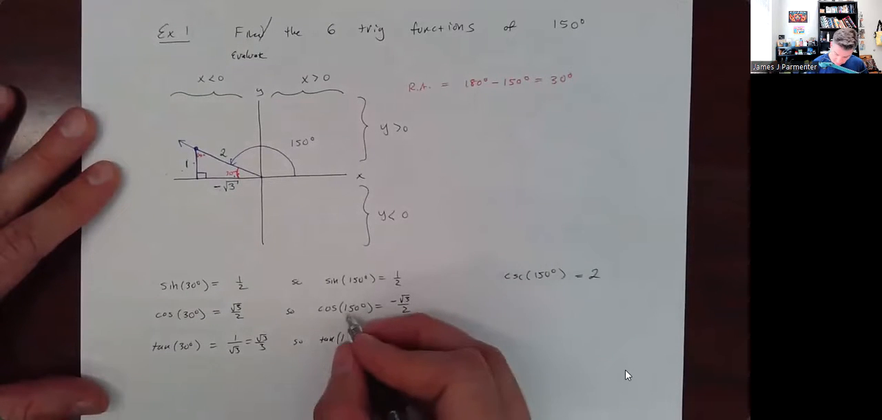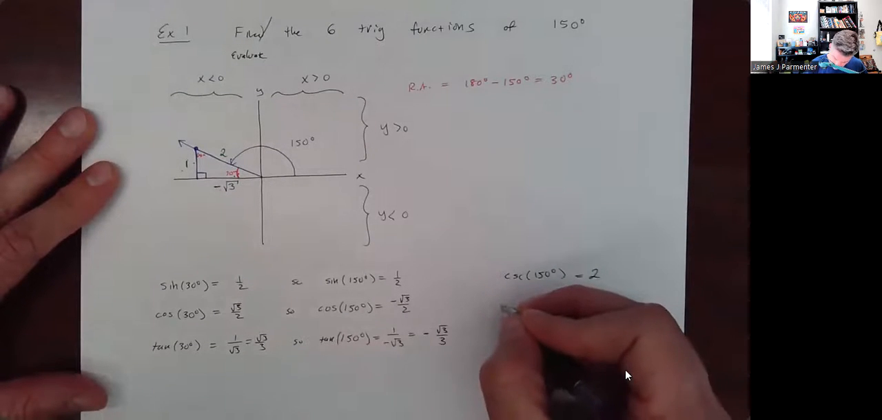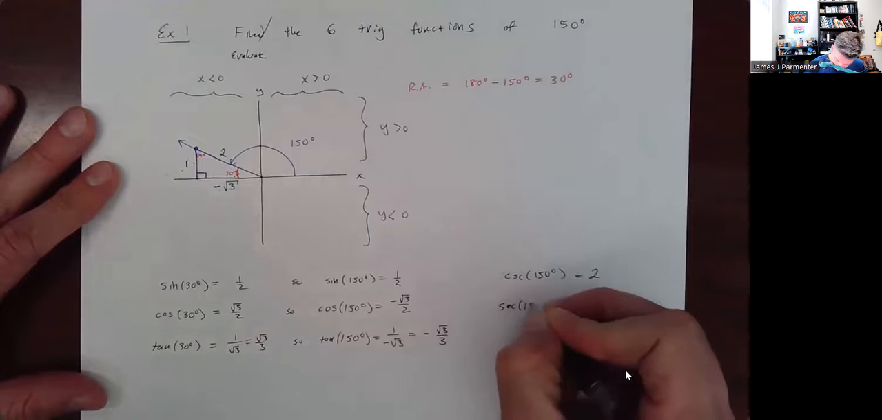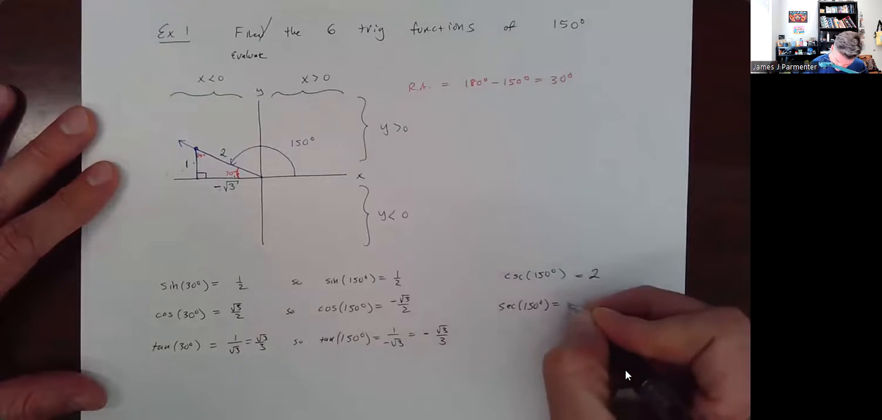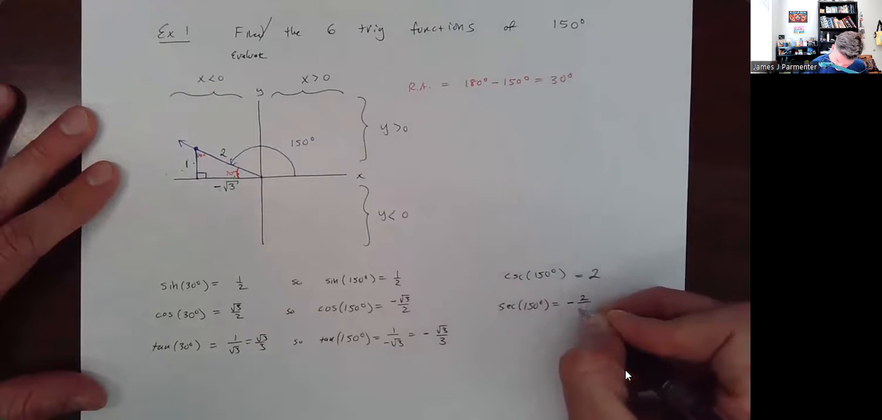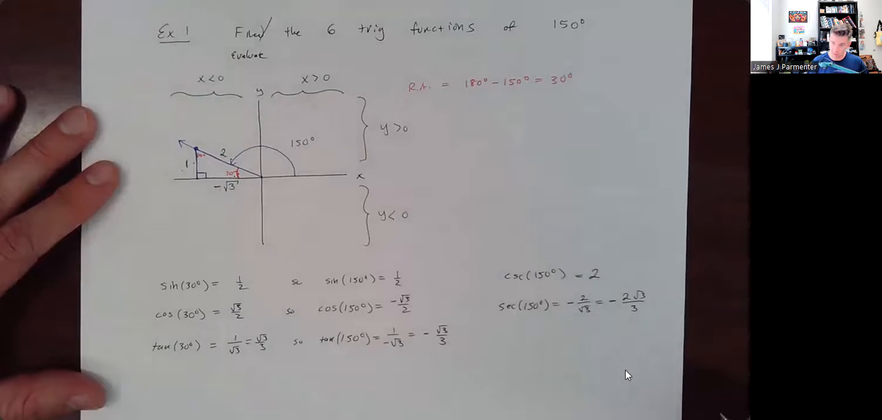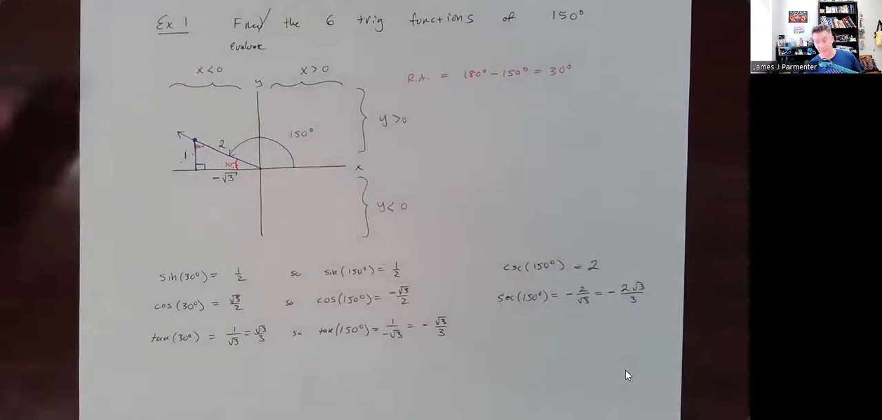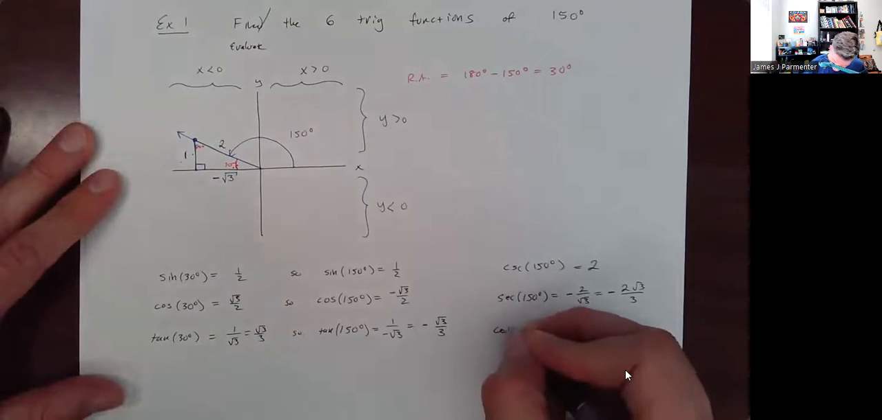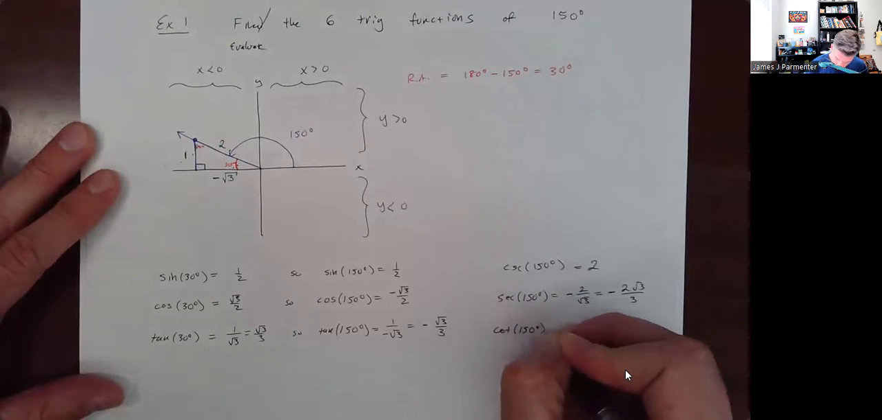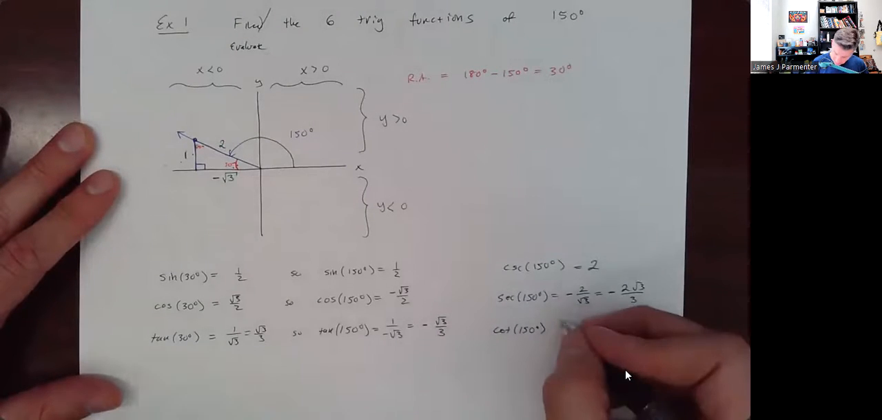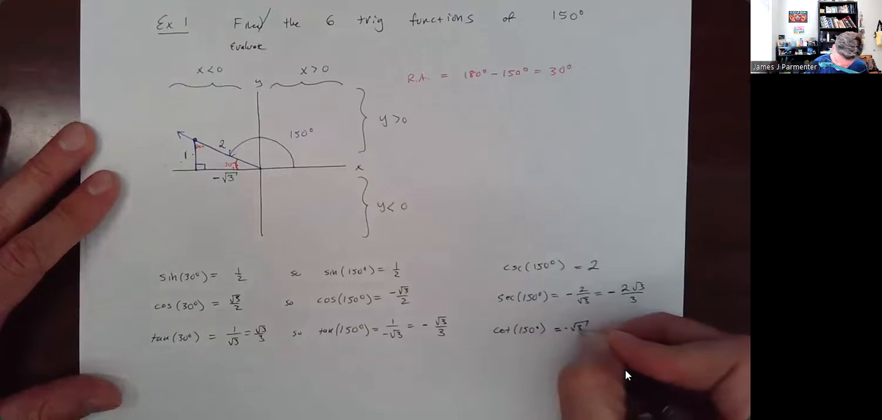The reciprocal of cosine of 150 degrees, well, that's going to be secant of 150 degrees. And that's going to be negative 2/√3, which, yes, we rationalize as negative 2√3/3. Let's do one more, the last one. And then finally, cotangent of 150 degrees. Well, the reciprocal of 1/negative √3 is negative √3/1, which is just negative √3.